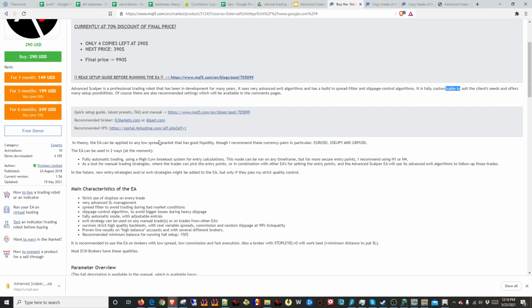So he says it can be applied to any low spread market that has good liquidity. He recommends these three pairs. Of course, these three are heavily traded pairs. We'll have low spreads. We'll have less problem at market changeover. When the U.S. market shuts down, the spreads won't widen as much. So yeah, these sound like good candidates.